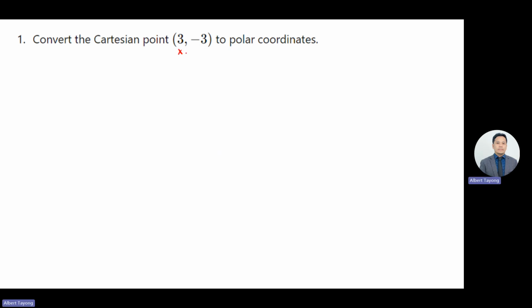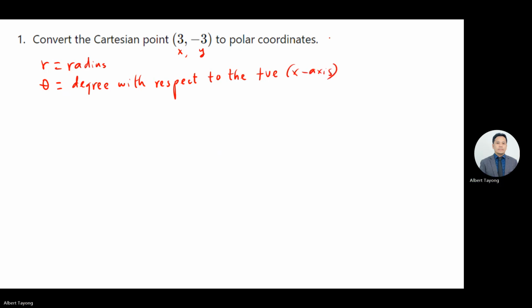So our x here is 3 and our y is -3. You know that. So the r here actually is radius. So we're going to change our x to r, and our y we're going to change to degree. As I said, this is basically degree with respect to the positive x-axis. Okay, so how to do this?